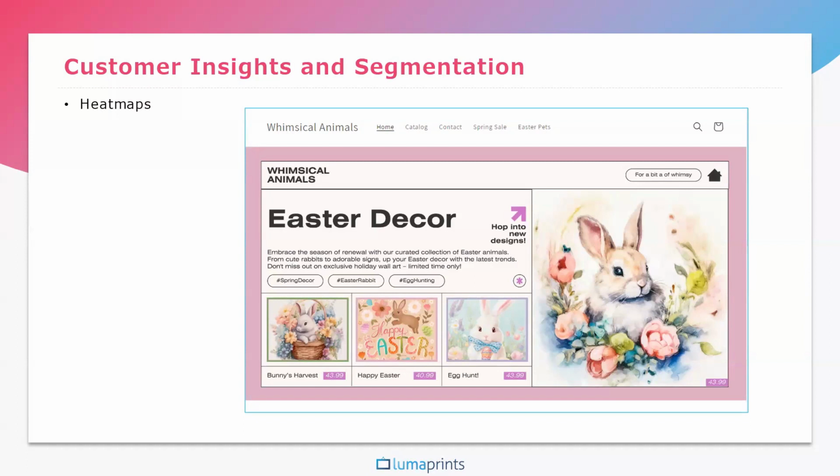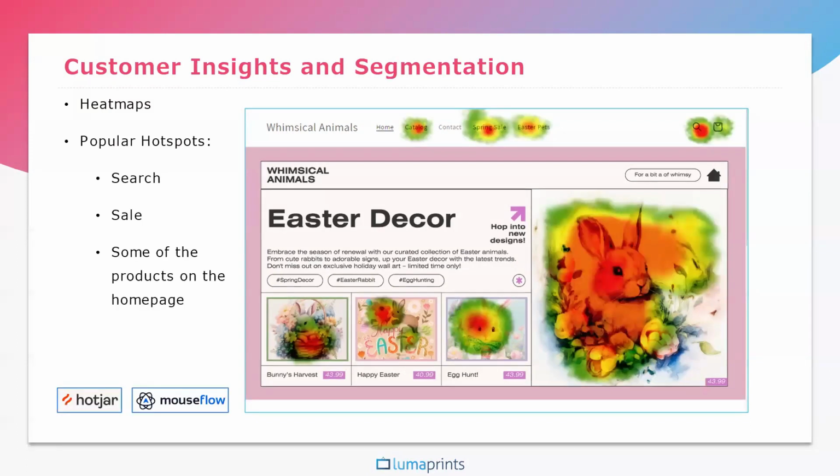Here I'm using a home page that I made up with whimsical animals just as an example. And here is a makeshift heat map. But the idea is that you can then see, all right, what are the photos, what are the places my customers are touching upon, and which places are not as popular or as noticeable.